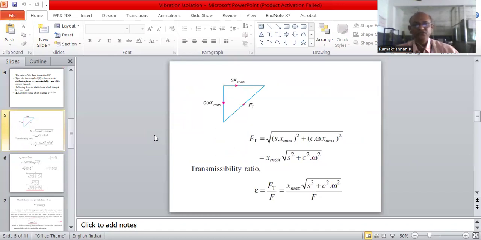Now the two forces, the spring force and the damping force, are perpendicular to each other. Then we can resolve for the transmitted force Ft. It can be considered in the two sides of a triangle, where the hypotenuse is the resultant force, that is the transmitted force. So Ft is obtained by squaring both components of the forces, adding, and taking the square root. Here we have X max into the square root of S squared plus C squared into omega squared.